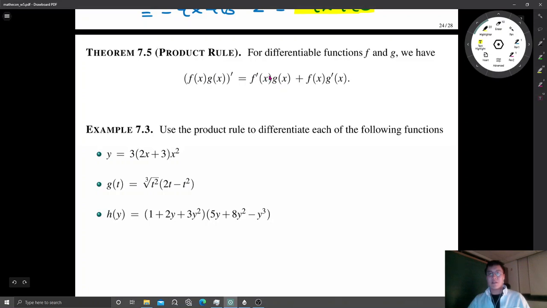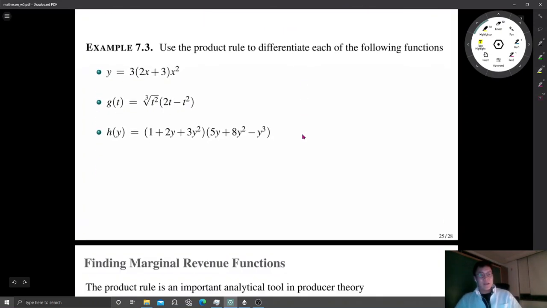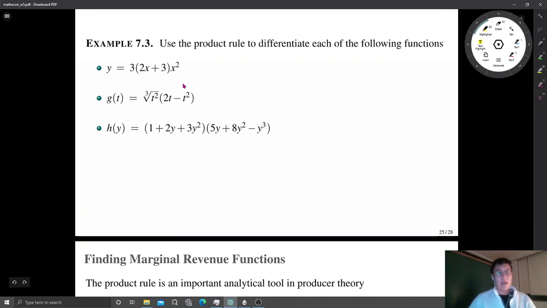Okay? So we leave the second function alone and just multiply by the derivative of the first. Now we interchange the order. So leave the first function alone, f of x, and then multiply by the derivative of the second. So the derivative of f times g is f prime times g plus f times g prime. So using this product rule, we can find the derivative of these types of functions.